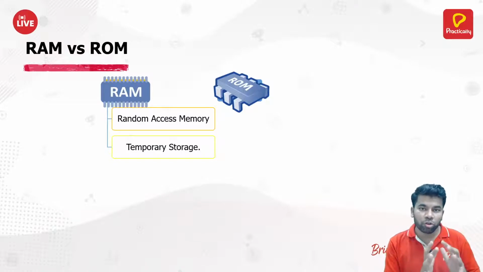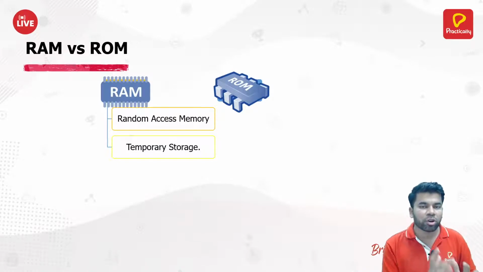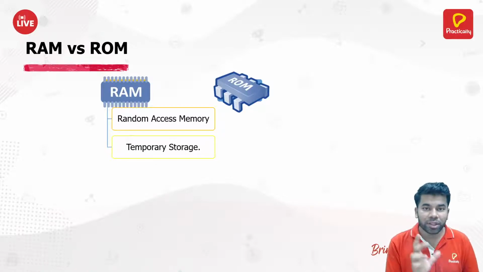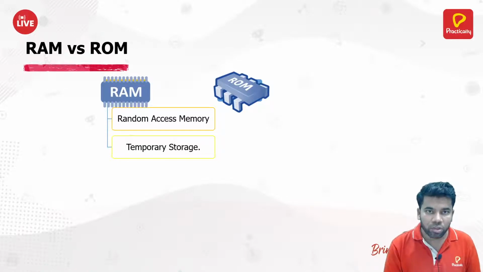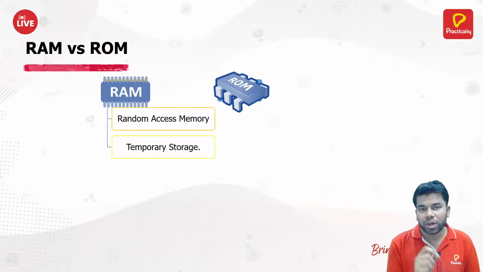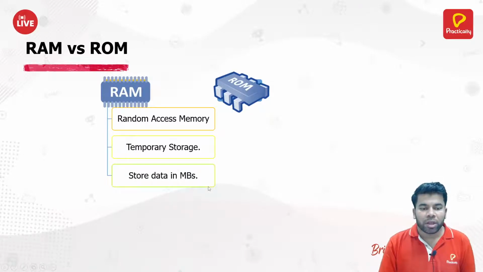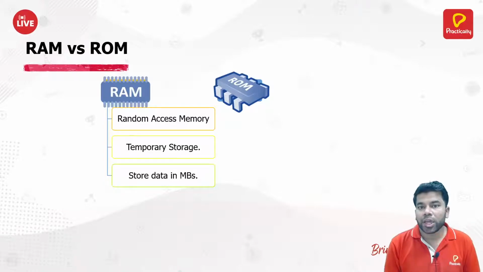Data will be stored for a shorter period of time only. Whenever our computer is running, whenever a computer is working, at that time only data is going to be stored in the RAM. Whenever we switch off the computer, data will be erased. Okay, this is one of the characteristics of the RAM. Next, it stores the data in MBs.